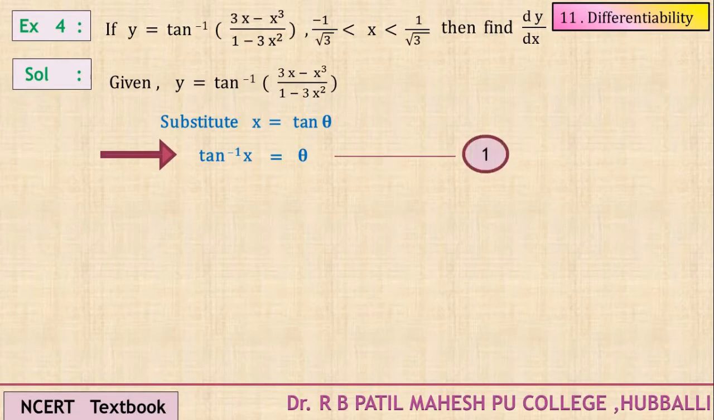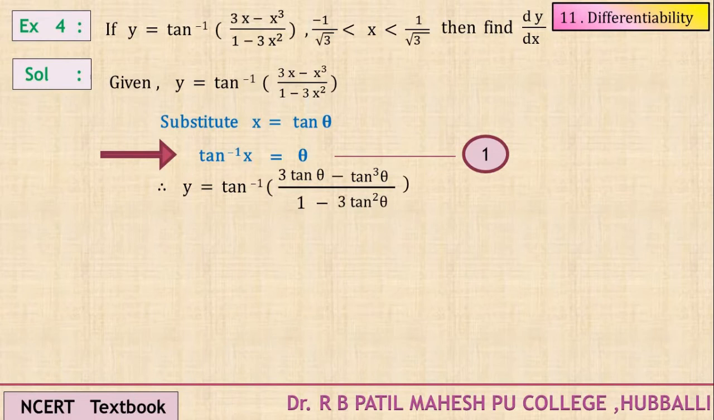Therefore take this as equation 1. Therefore y is equal to tan inverse. Now I replace x by tan theta; wherever x is there, you replace tan theta. Then 3 tan theta minus tan cube theta divided by 1 minus 3 tan square theta. So this is the substitution. Next, this function becomes tan 3 theta.